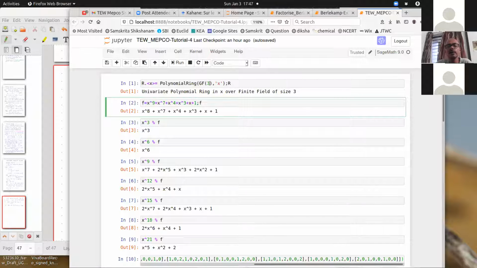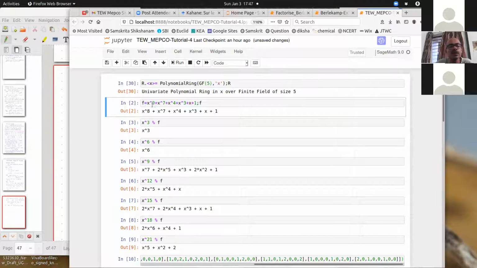So what about 5 then, since we have already done 3? So shall we try 5? Okay, sir, yeah. So just a finite field of size 5. And just tell me your polynomial.